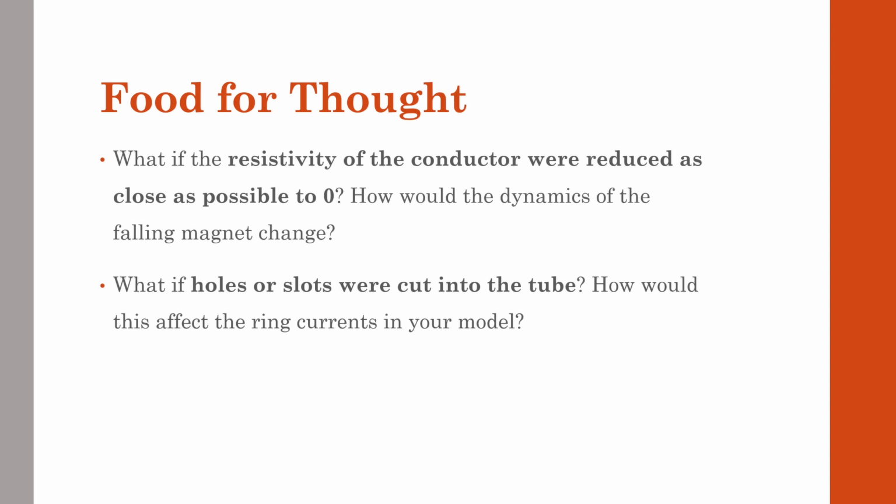If holes or slots were cut through the tube, the induced current in the tube would decrease, therefore decreasing the magnitude of the induced B field and the upward force on the magnet due to the loop. This would increase the downward net force, so the magnet would fall faster.